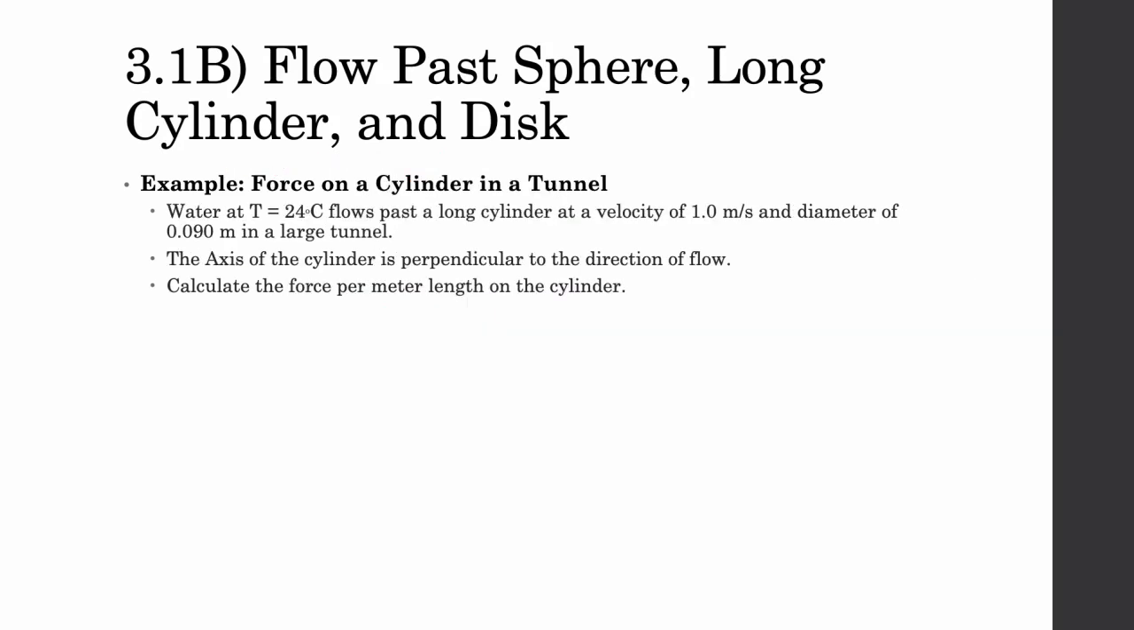If we do another example of a cylinder, this time we have the temperature, and this is water going over a long cylinder. We're going to find the force per meter length. So basically, this is the force per length. We can take the length out of the equation, or for simplicity, just assume that this is 1 meter, so we don't have to worry about moving these terms around.